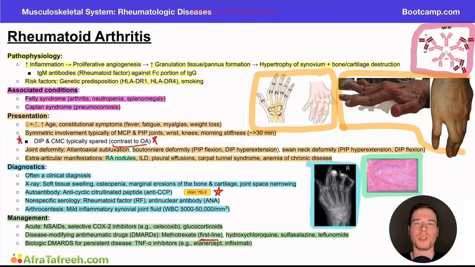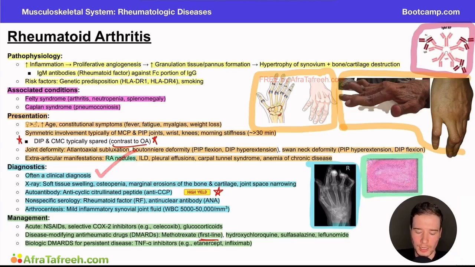So just a quick summary for this video, a lot to digest here. Rheumatoid arthritis is an autoimmune inflammatory condition that affects the joints and other areas in the body as well. It's likely to present with a variety of systemic as well as joint symptoms, in addition to some extra-articular manifestations such as rheumatoid nodules, which we talked about here.